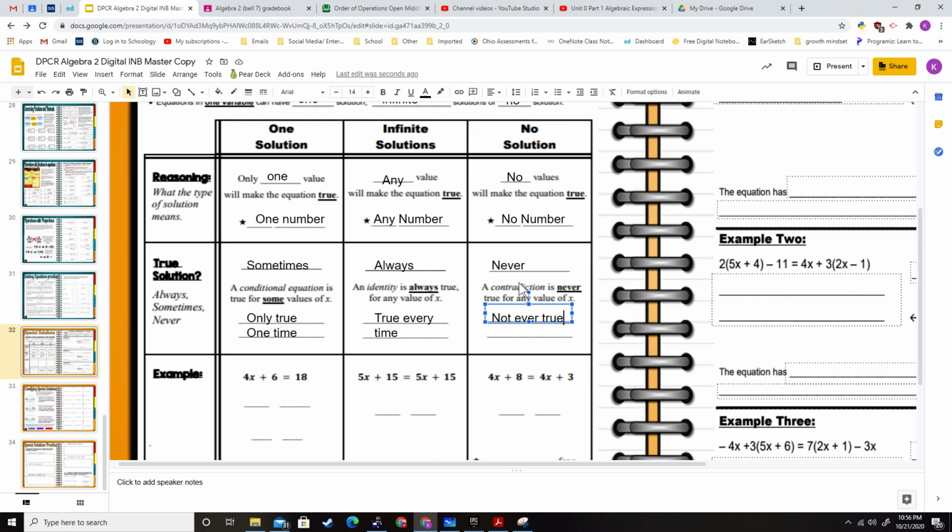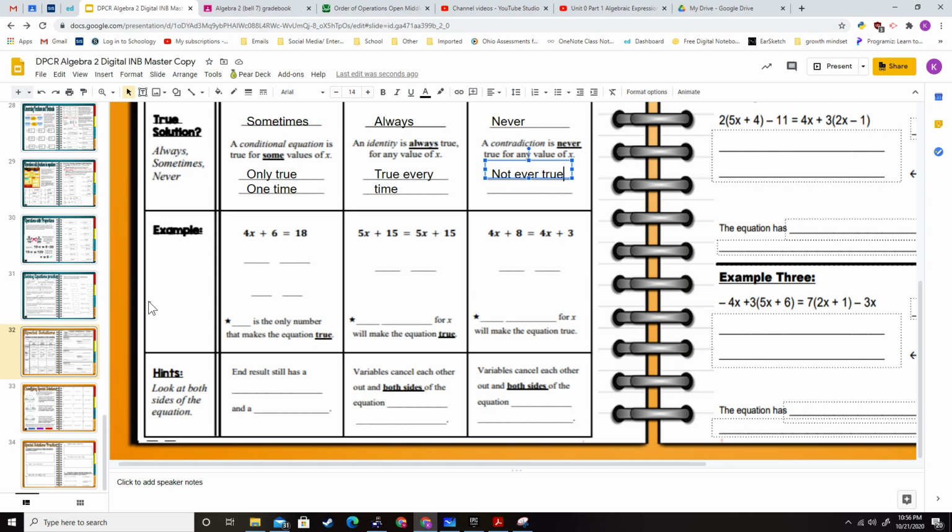So we've got some examples underneath here. Now, I know right now this all seems pretty crazy, but you're going to see what I mean and how this works. So let's look at this first one.